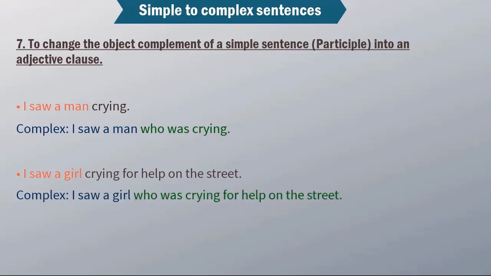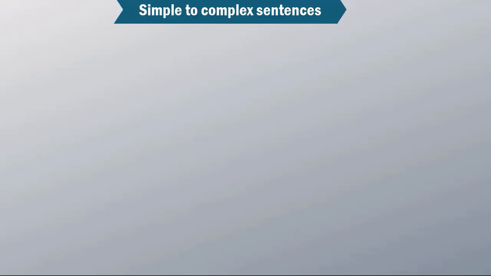Second example, I saw a girl crying for help on the street. I saw a girl who was crying for help on the street. What did we do? We just added a relative pronoun and a verb. That's all we did, and changed it into an adjective clause. Simple. There is one more way to change a simple sentence into a complex sentence.